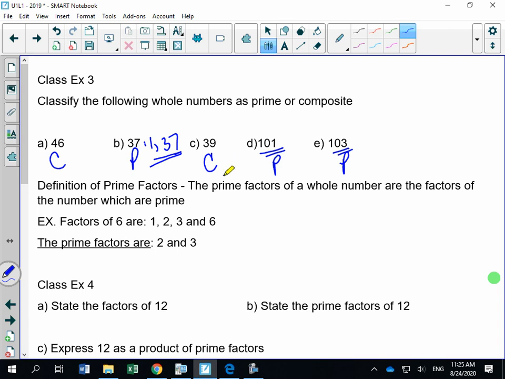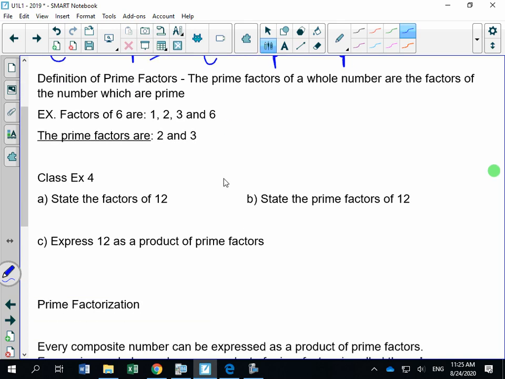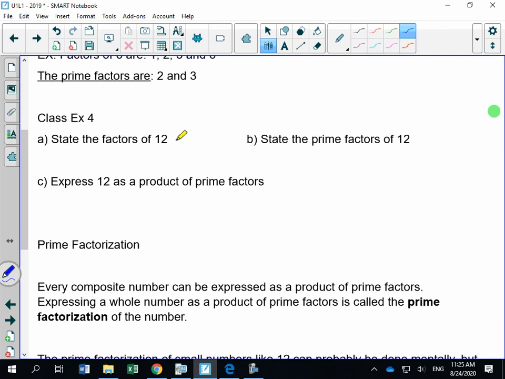What we're going to do now is the next class example, which is class example number 4. Okay, sorry, class example number 4. State the factors of 12. The factors of 12 are what we did on the previous page. Divide 12 by 2, and you get 6. Divide 12 by 3, and you get 4. Those are the factors of 12.